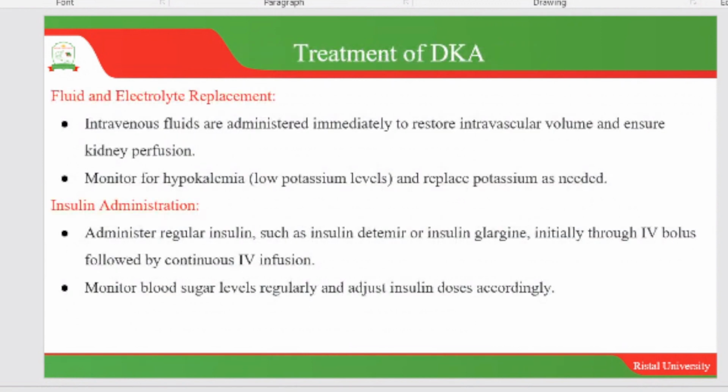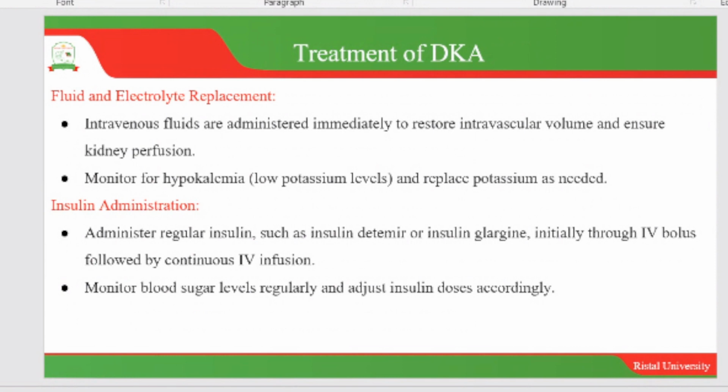The treatment of diabetic ketoacidosis. One is fluid and electrolyte replacement. So the patient will require intravenous fluids that can be administered immediately to restore intravascular volume and ensure kidney perfusion. Then monitor for hypokalemia or low potassium levels and replace potassium as needed.